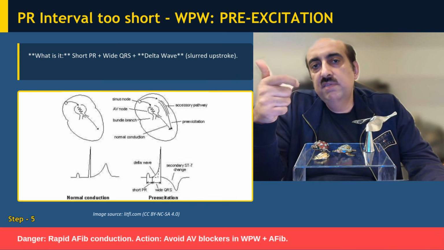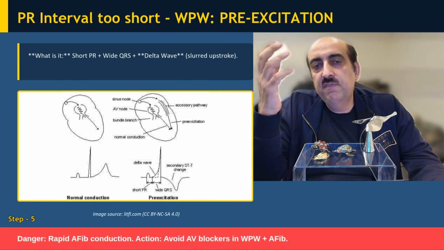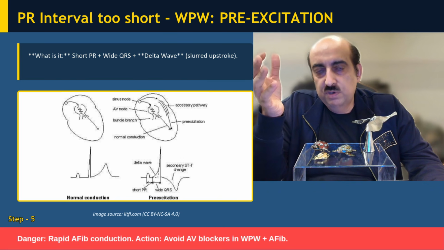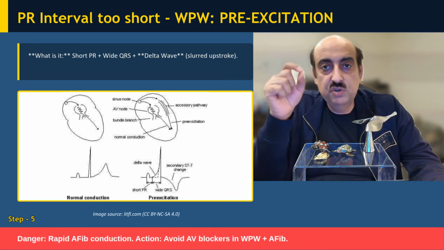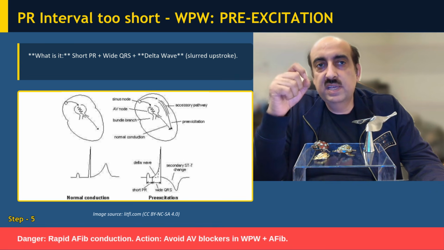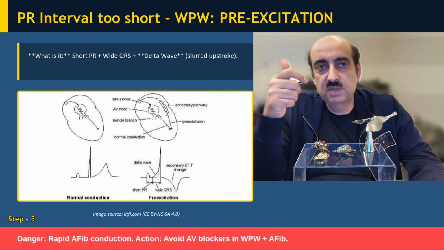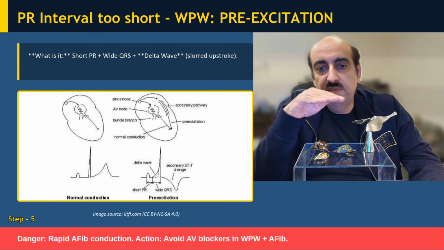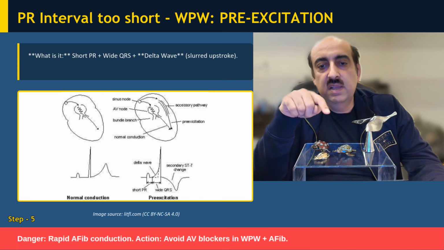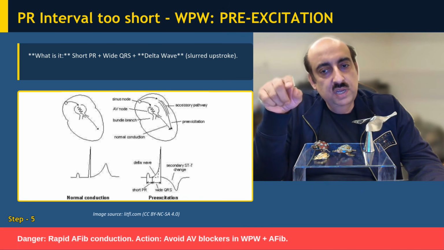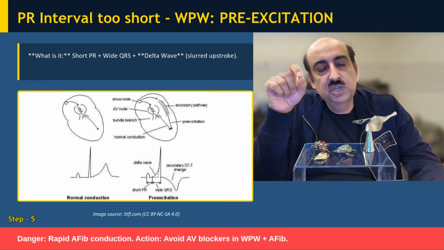What is the clinical relevance? We discussed in the previous slide that if a patient with WPW syndrome develops atrial fibrillation, then we should not give AV nodal delay drugs like the beta blockers and calcium channel blockers, because they will block the normal AV nodal conduction and the accessory pathway is still going to work, and that can lead to potential malignant arrhythmias like ventricular fibrillation.